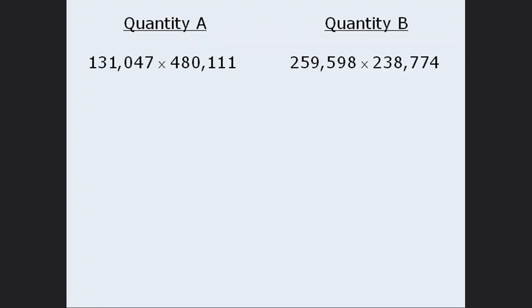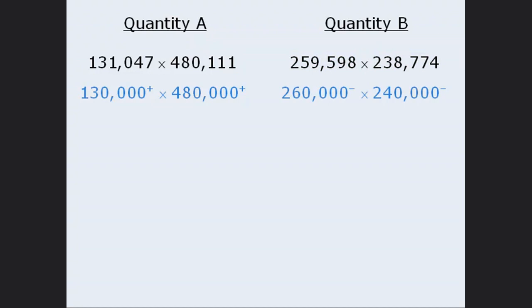Okay, first let's replace these cumbersome values with nicer ones. This number is a little bit bigger than 130,000, so let's write this. Similarly, this number is a little bit bigger than 480,000, so let's write this. In quantity B, this number is a little bit smaller than 260,000, and this number is a little bit smaller than 240,000, so we'll write this. From here, we can see that all four numbers end with 4 zeros. So let's just drop those zeros and compare these simpler values.